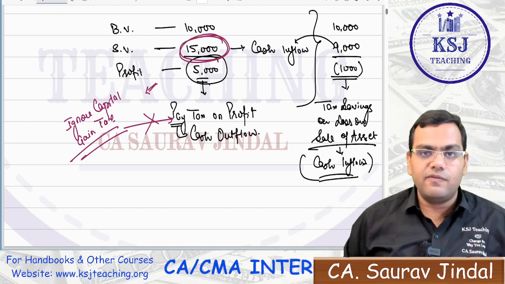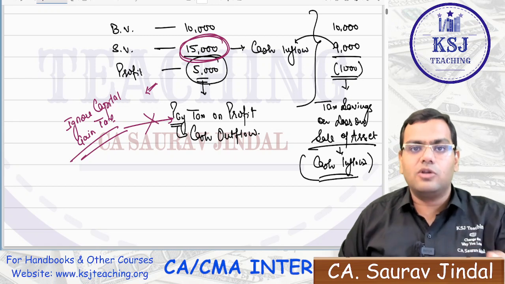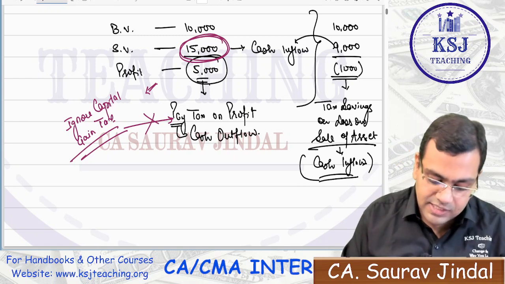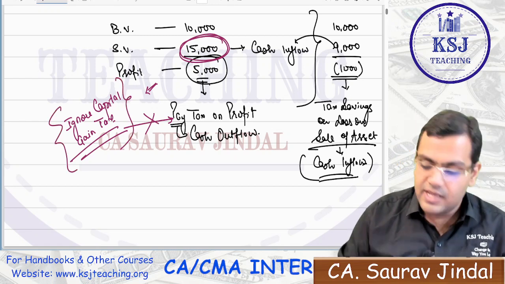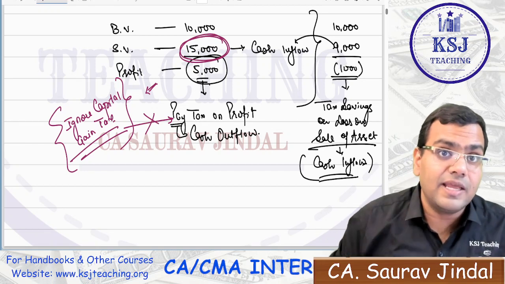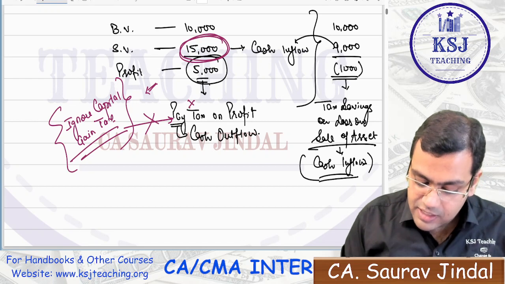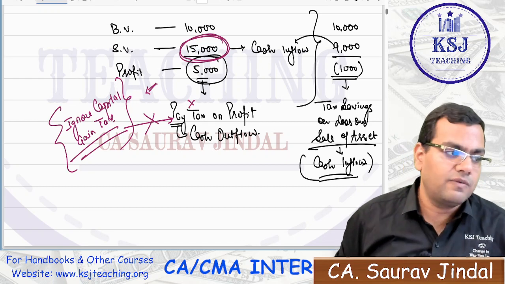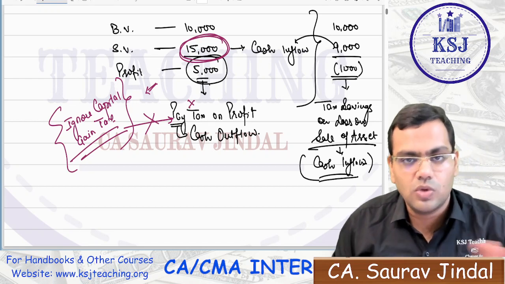This value will be recorded, the cash inflow, but the taxation part on the profit, that will not be considered. So please read the question carefully. If the question has specifically mentioned that you have to ignore the capital gain tax, in that case, do not consider this transaction of outflow.